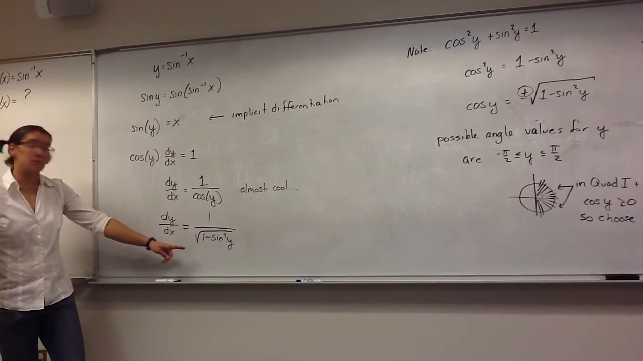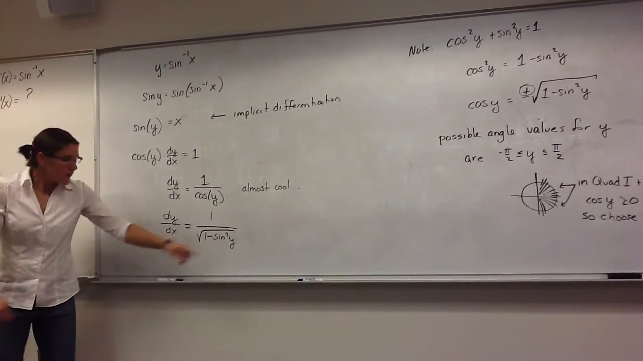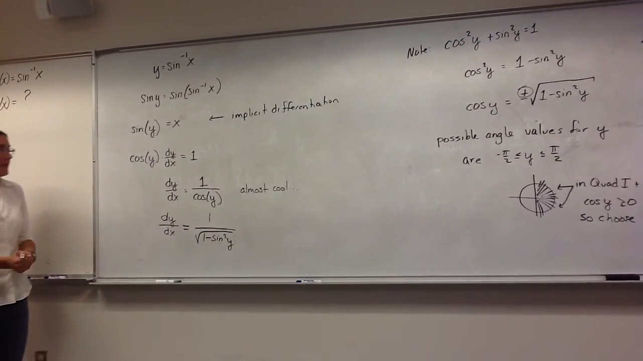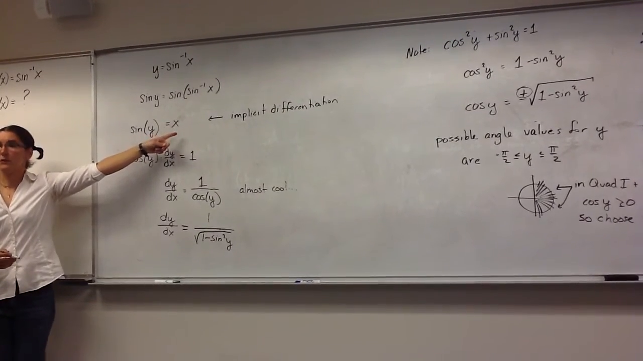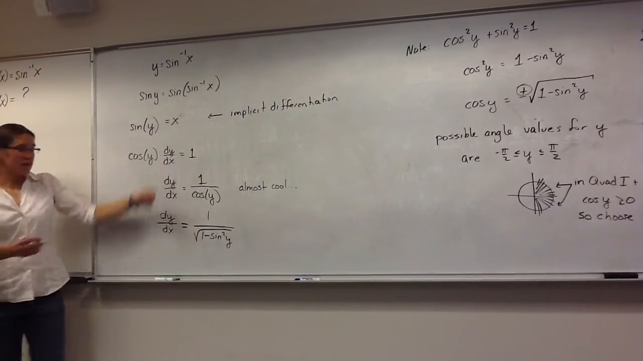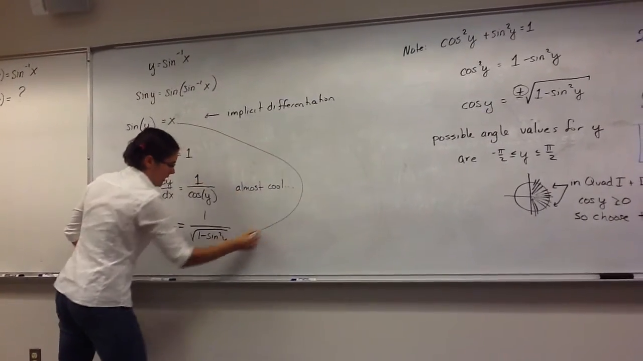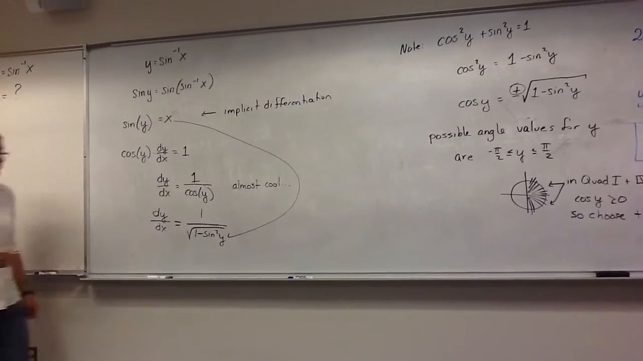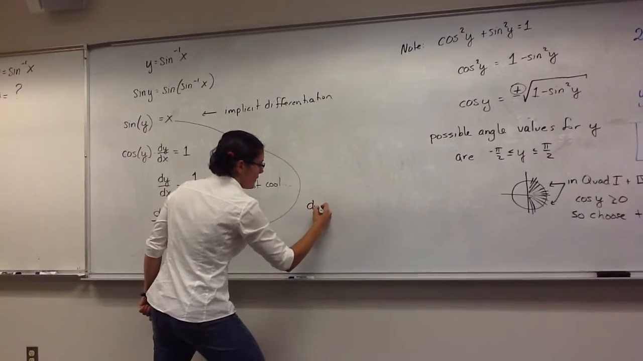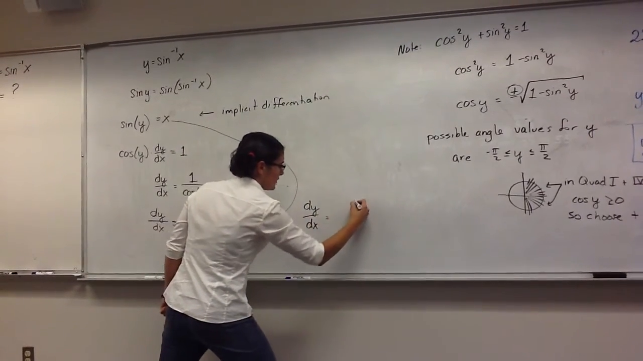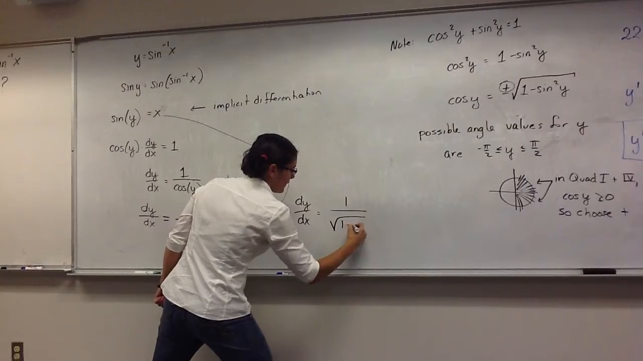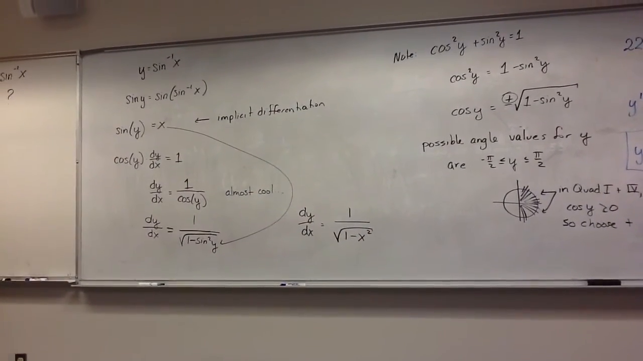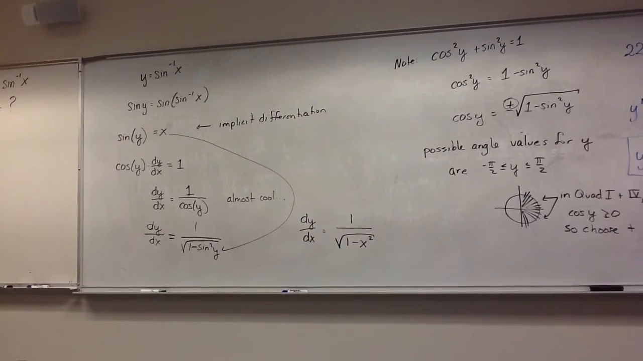It's going to make, hopefully, everybody happy. So here I've got 1 over square root of 1 minus sine squared y. By the way, sine of y equals x. And so if I have sine squared y, I can replace that with x squared. And so in the end, we've got dy over dx is equal to 1 over the square root of 1 minus x squared. Wow.